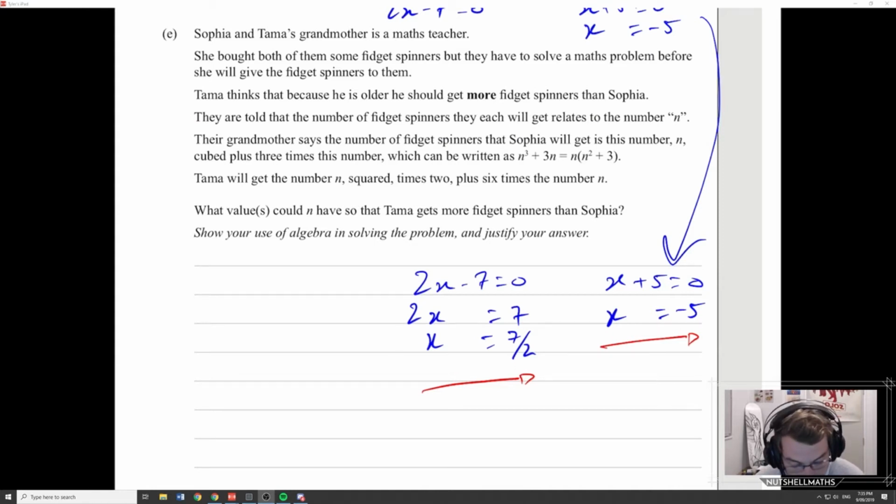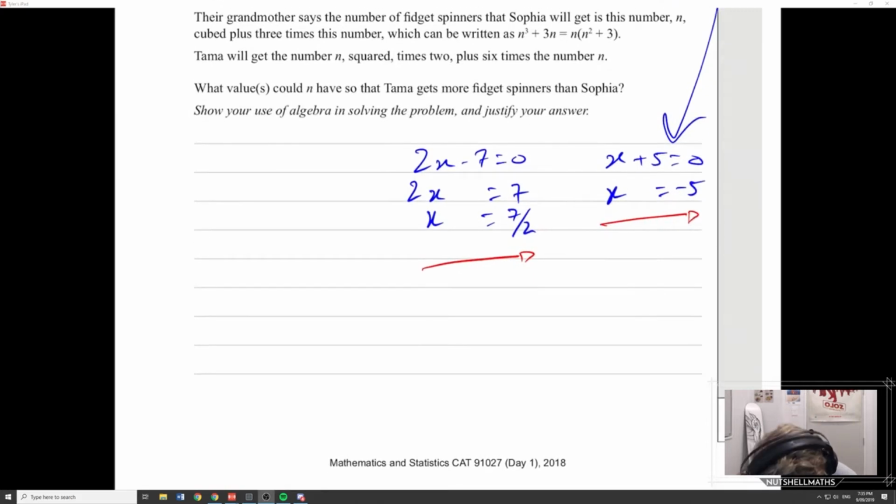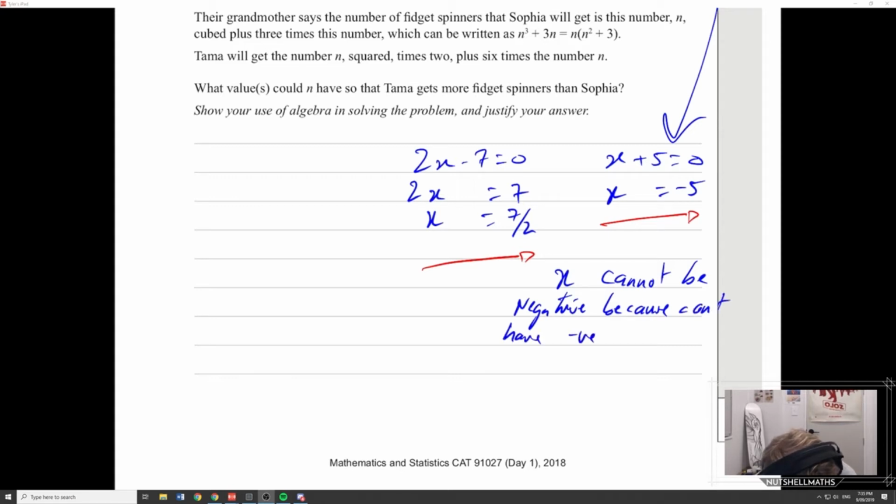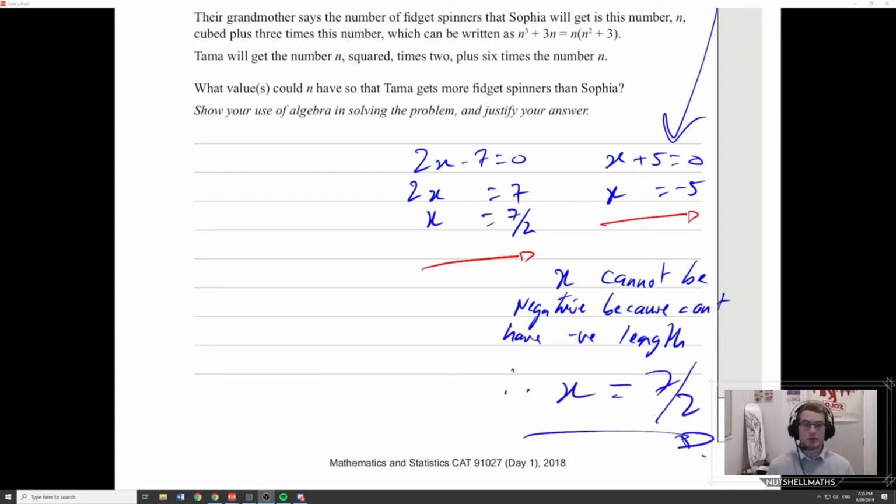And you need to write that. So we say x cannot be negative because we can't have negative length, therefore x equals 7 over 2. Make sure your answer is nice and big and obvious and neatly written, unlike mine. That's the easier E. Not too bad, E.